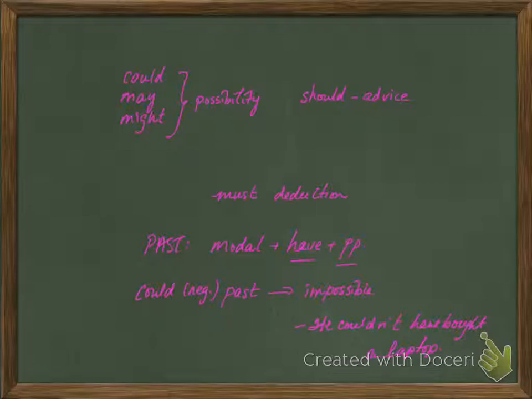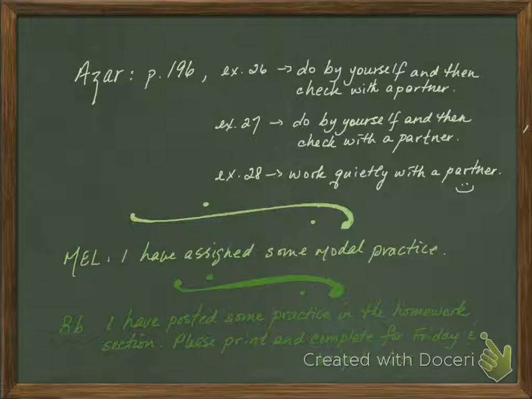So now it's time for you to do some practice. Let's go over to the next page and you can see what your practice is. There we go. You've got some work in Azar that you can do, some work on My English Lab, and also on Blackboard. These are the exercises. Exercise 26, exercise 27. These you can do first by yourself and then check with a partner. And then exercise 28 is a speaking one. So just work quietly together with a partner after the other class.